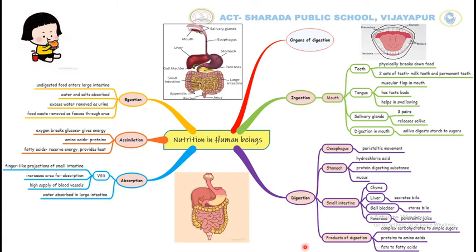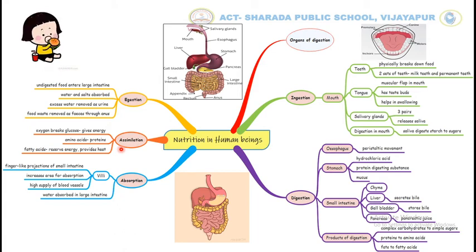Now let us look at the next step of nutrition, and that is absorption. Absorption is the process in which the digested nutrients from the small intestine are absorbed into the blood vessels. For this, there are finger-like projections inside the inner wall of the small intestine, which are called villi. Villi increases area for absorption. The villi has a high supply of blood vessels. Water is also absorbed in large intestine.